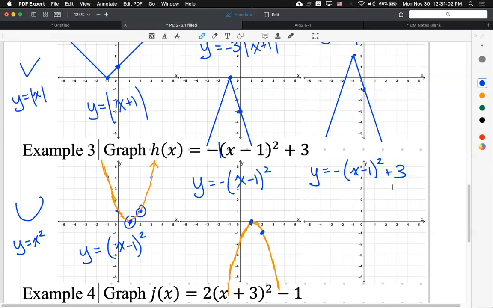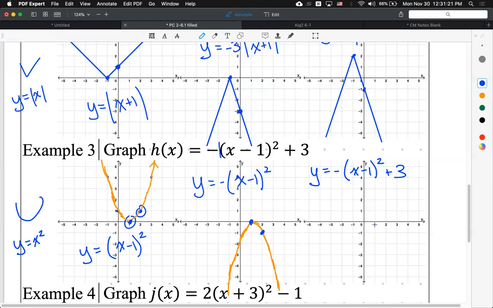What does that final step do? Emily, you want to help us out? If I add 3, what does that do? It moves the graph, but does it move up, down, left, right? Up, how much? Up 3, yeah.